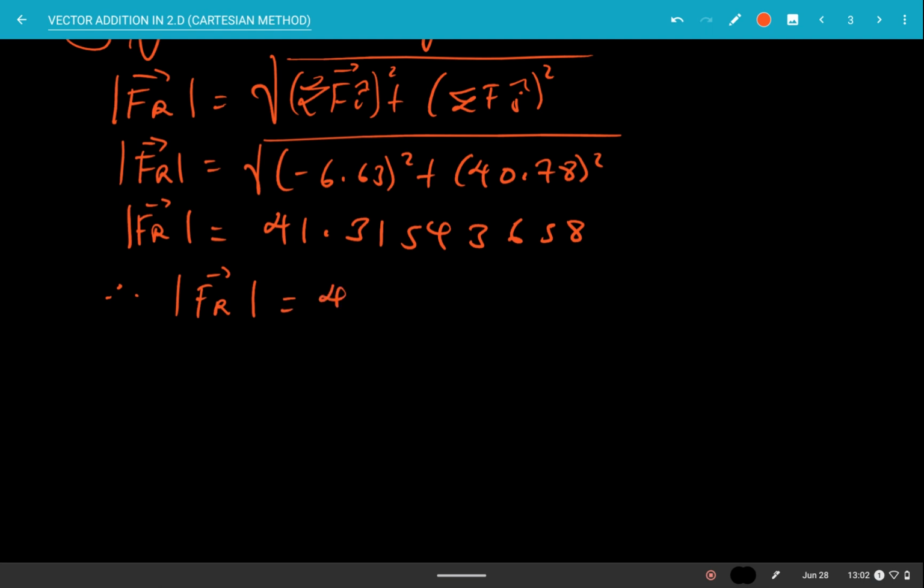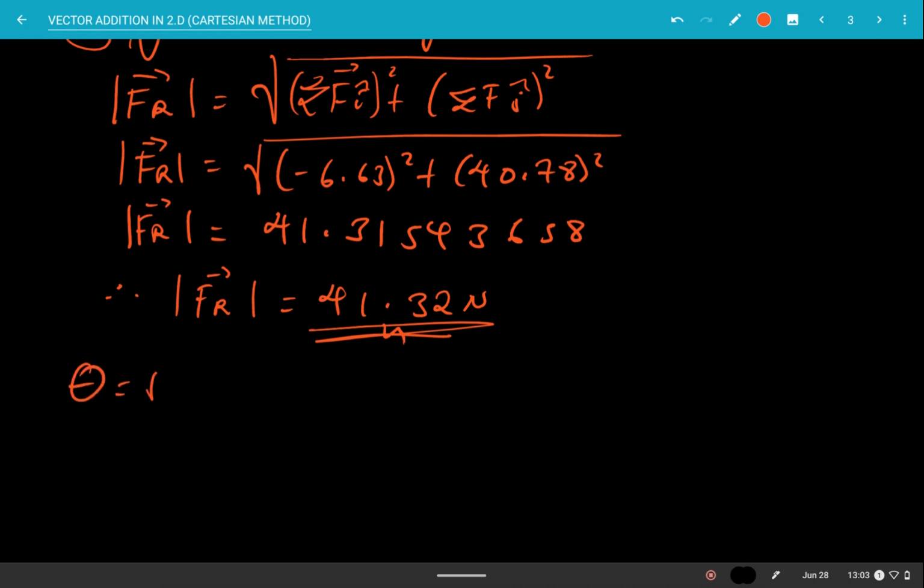Alright, so now we're basically going to be rounding off our values to two decimal places. So this will be 41.32. Remember, our units are newtons for the components that we have, and not really just the components, but those single forces, or vectors to be precise. So it's going to be newtons. Now we have to find the direction.